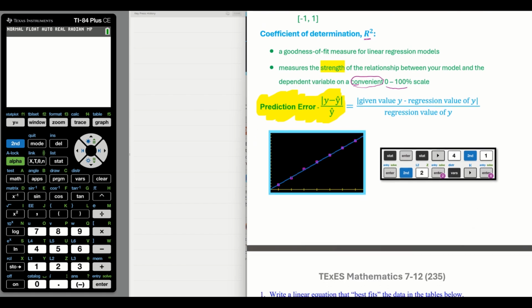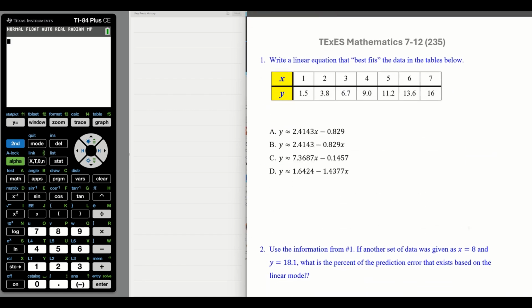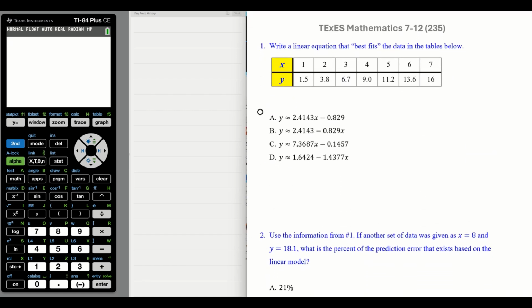And there's a reminder. This is the first image we should get right here. So let's do number 1. Write a linear equation that best fits the data in the table below. We've done this before. So we go to stat, and it's already highlighted with a 1. Go to enter.